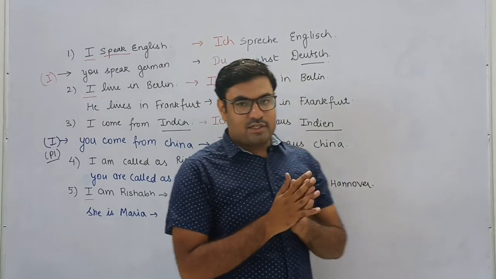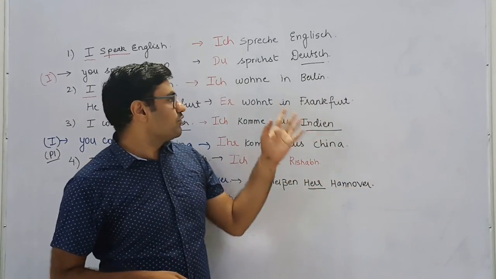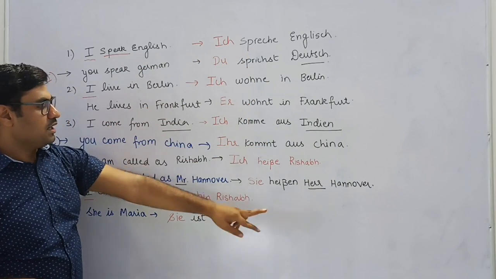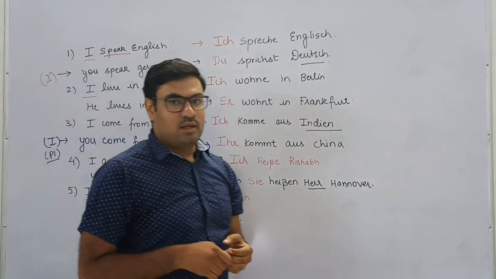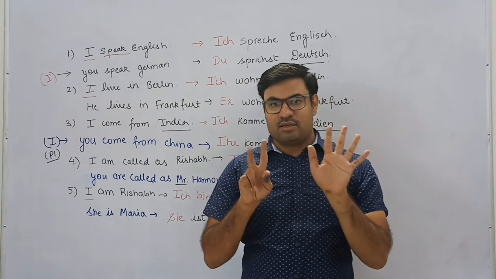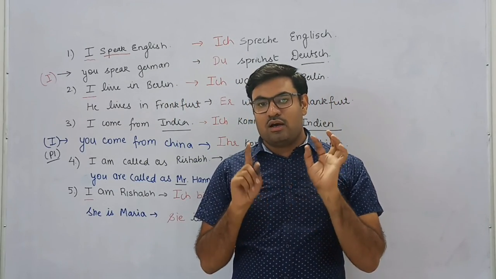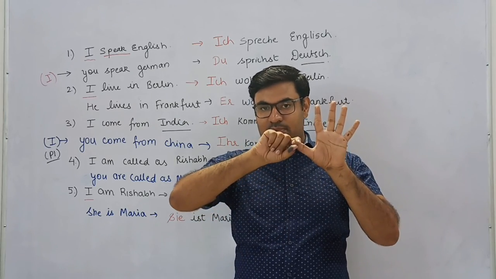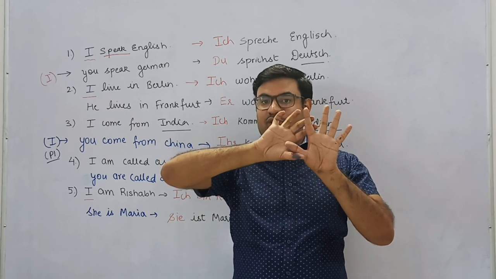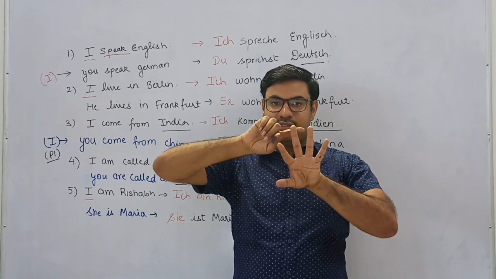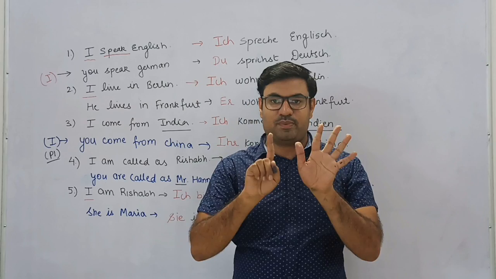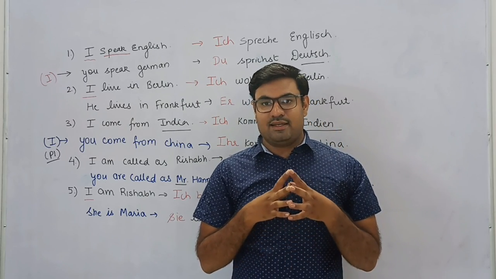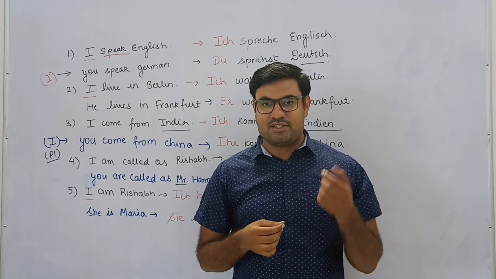So, in this lecture, we have learned the verb conjugation of the verbs sprechen, wohnen, kommen, and heißen. We have total six verbs that we have conjugated according to the subject. First one is haben, second one is sein, which we have done in previous lecture, then heißen, kommen, wohnen, and sprechen.